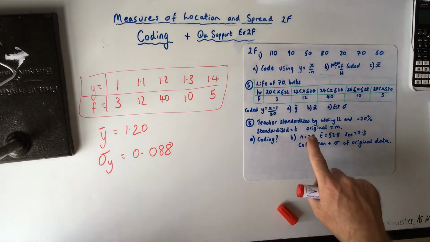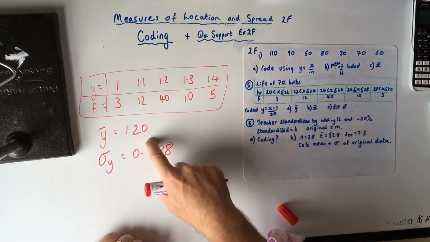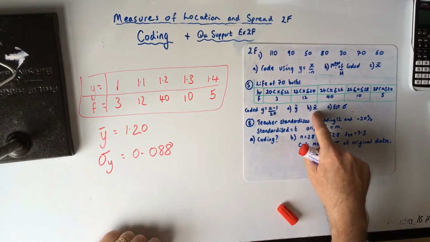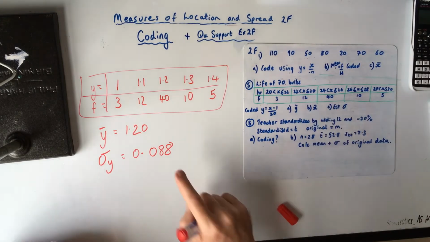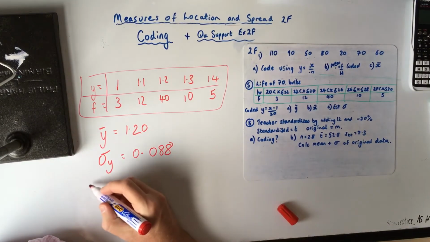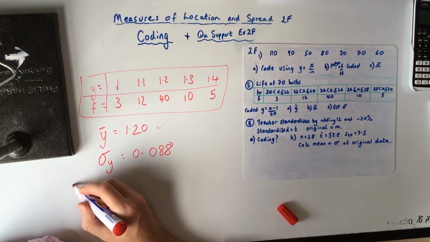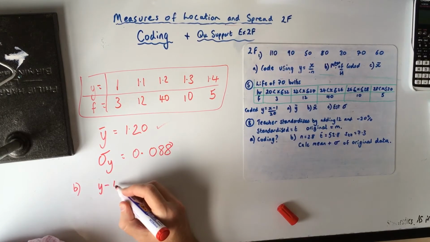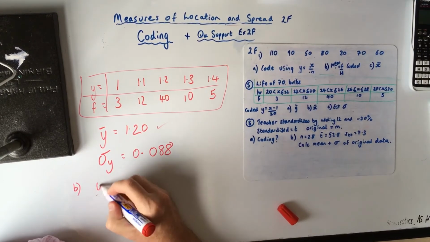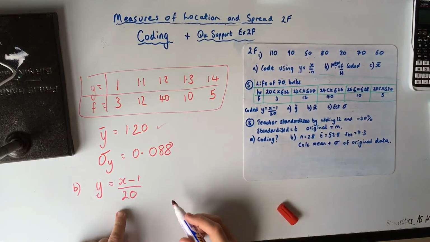So it says find the mean of the coded data. Well, we've done that, we've got 1.2. It wants the mean of the actual data, so we've got to change it back. So remember the coding formula, so we've done A and we've got 1.2. For part B, remember that the coding is y equals x minus 1 over 20. That's what we did.